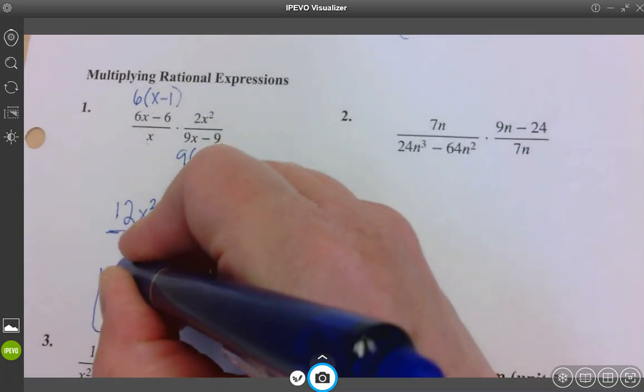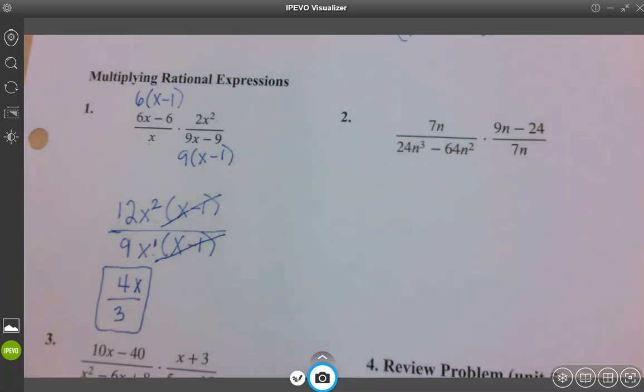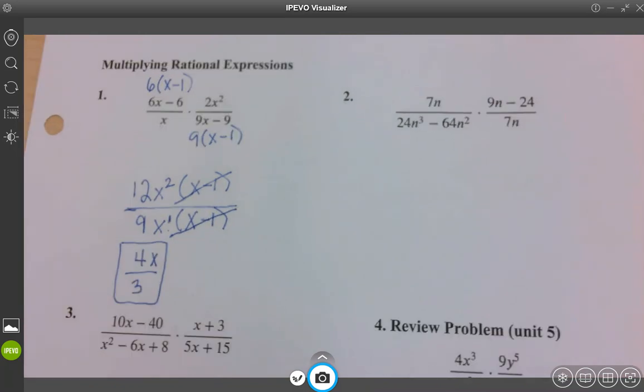Okay, I'm going to give you a minute to process that, because I know that that is a big thing there. Let's look at the next one.